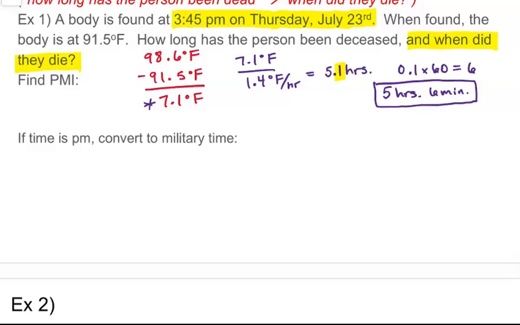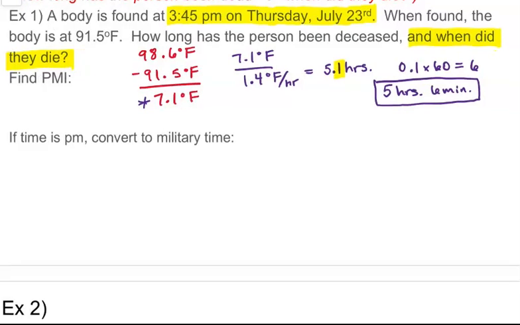So what I'm going to do is take my 3:45 p.m. and add 12 to that. So 3:45 plus 12 means that if we're in military time, we're going to refer to that as 15:45. Okay, so that's the same thing as 3:45 p.m. It's just 3 plus 12, and then I just carry down the 45 minutes. All right, so this is when the body was found.